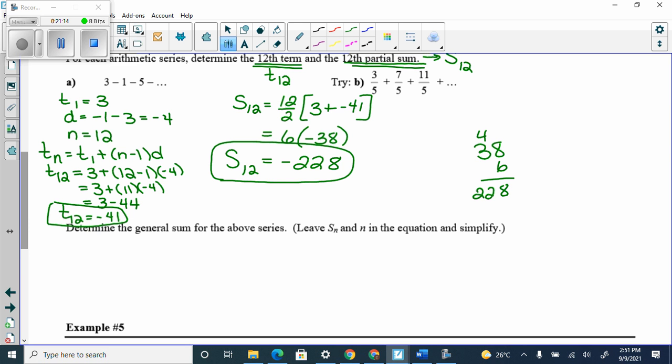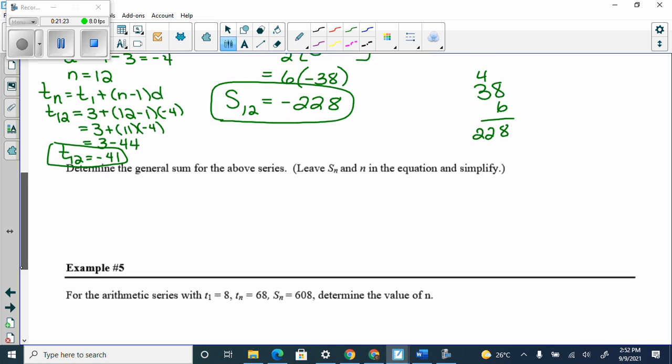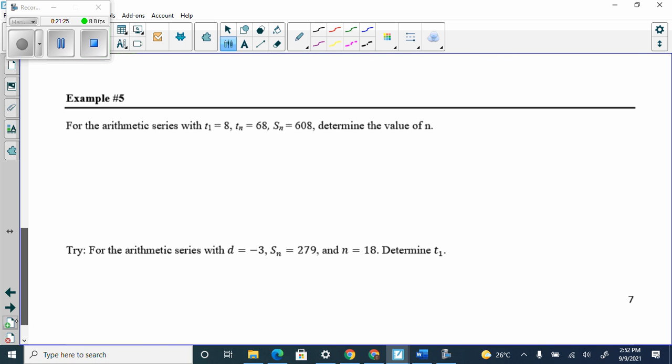And then we're going to go to example 5. You're going to try them.